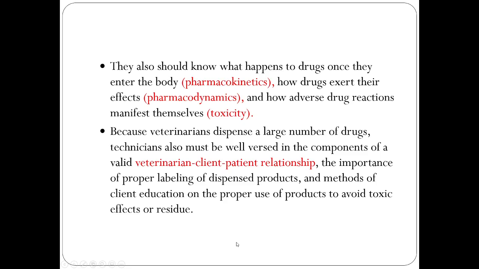We do need to know the difference between the word pharmacokinetics and pharmacodynamics. Kinetics means how they enter the body, how they move. Kinesthesia, movement through the body. Pharmacodynamics means how do they affect the body? What changes do they cause? And then adverse drug reactions manifest themselves as typically a toxicity. We can have adverse drug reactions based on the physiology of the animal's body, but most of them are due to the fact that we're not administering the medications correctly.